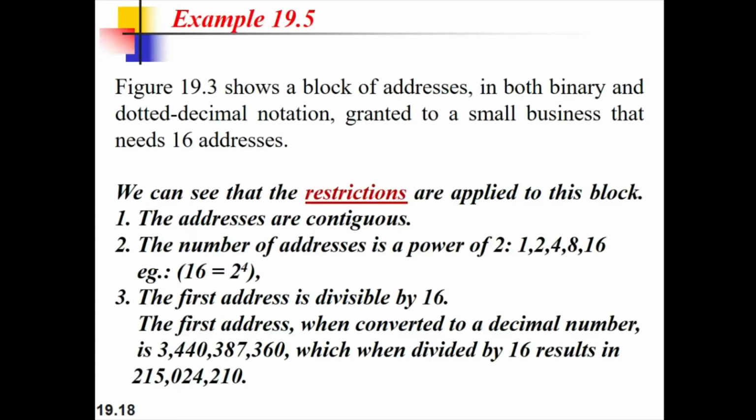You need to remember the restrictions that apply to a block of IP addresses. Addresses are contiguous, they must be continuous. If 32, then the next one must be 33, then 34, 35, until the end. The number of addresses must be a power of 2. It cannot be 1, it cannot be 6, it cannot be 5. It must be a power of 2. The next one, the first address must be divisible by 16.